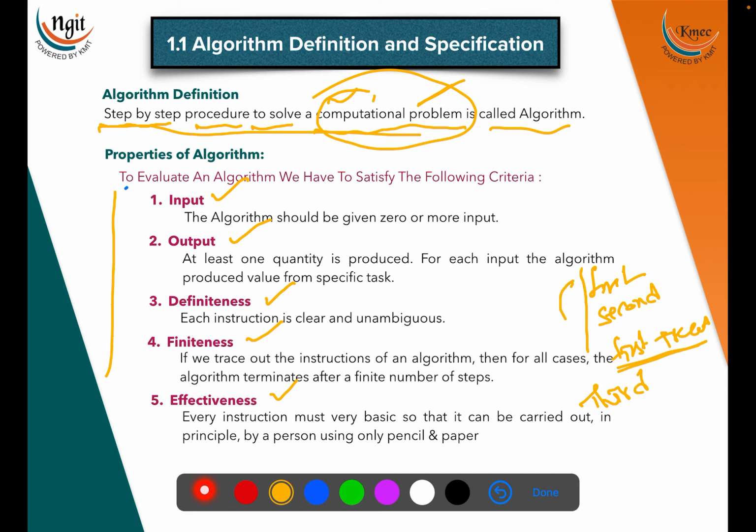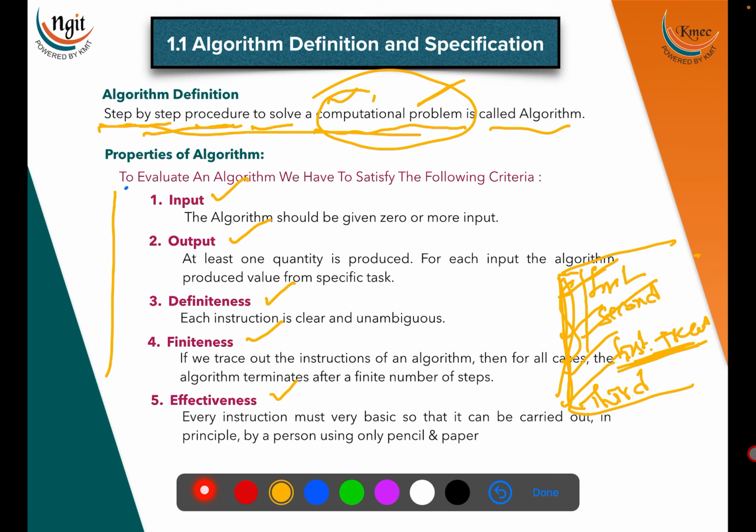Now look at all these instructions. All these are a procedure, to solve one computational problem. So this is nothing but an algorithm. An algorithm is a step-by-step procedure. Step 1, first value. Step 2, second value. Step 3, first plus second, the computational statement. Step 4, display third. All these form a step-by-step process. Correct?